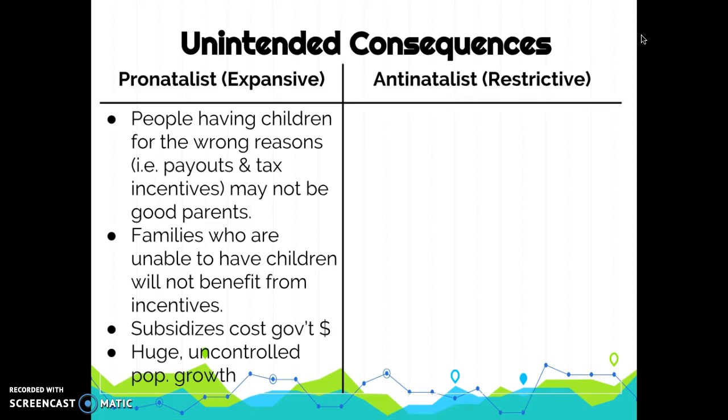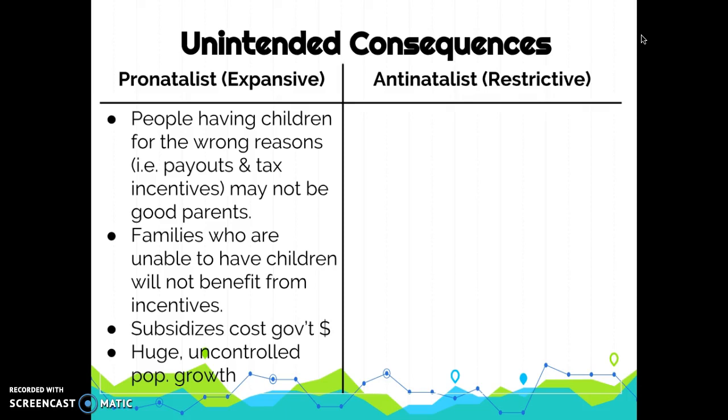Another example is families who are unable to have children, just fertility-wise, right? So either maybe they're too old or they don't have the same chances of fertility as other people. They can't benefit from those incentives. So it creates an unfair society.